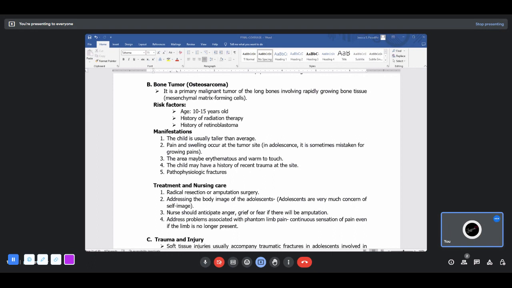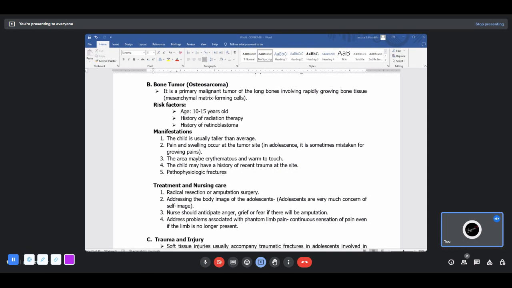For this one, it is a type of bone cancer that begins in the cells that form the bones. Okay, it is a primarily malignant tumor of the long bones involving rapidly growing bone tissue, which is the mesenchymal matrix forming cells. For the risk factors, okay, we have the age 10 to 15 years old, so they are at risk for bone tumor. History of radiation therapy, and also if the patient is with a history of retinoblastoma. For this one, this is a rare type of cancer that develops or grows on the retina.